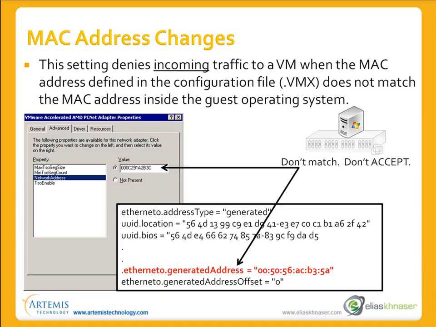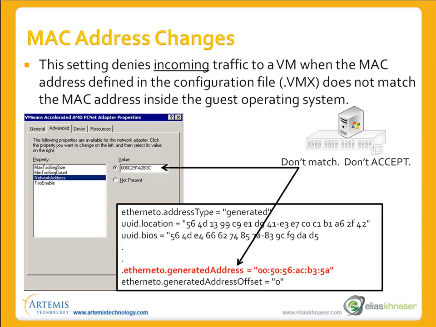Alright, so what happens here is that the MAC address that's defined in the guest operating system, as you can see in our figure, it's a Windows operating system, does not match the MAC address specified in the VMX file. The VMX file is the virtual machine's configuration file. So basically, the address in the guest operating system and in the VMX configuration file need to match before traffic can be allowed to pass through. If they don't match, then traffic is rejected.